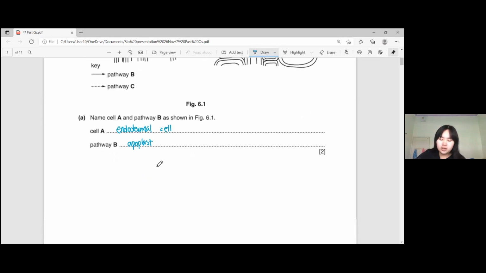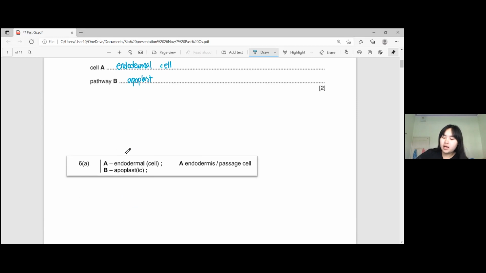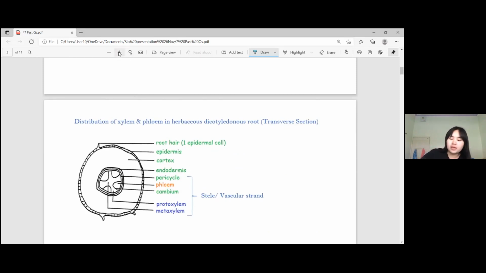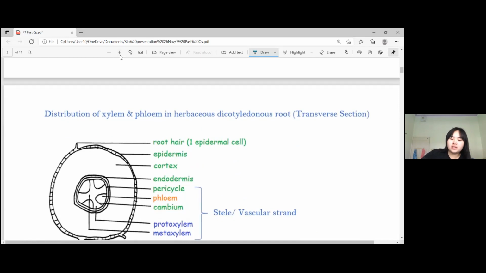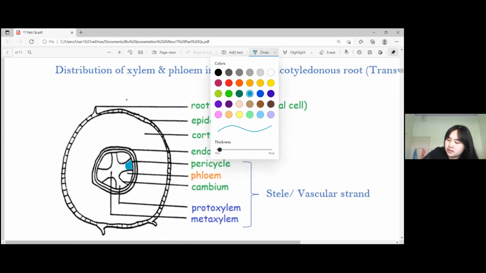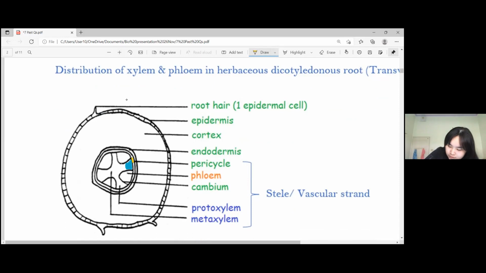And here is the answer scheme. And before we move on to the next question, I had actually retrieved some diagram from the teacher's PowerPoint. Let's look at it. This one is the transverse section of a dicot root. We can see that this part which I color here is the xylem. And outside the xylem, there's a layer of tissue called the pericycle. And also outside the pericycle, there's another layer, the endodermis.